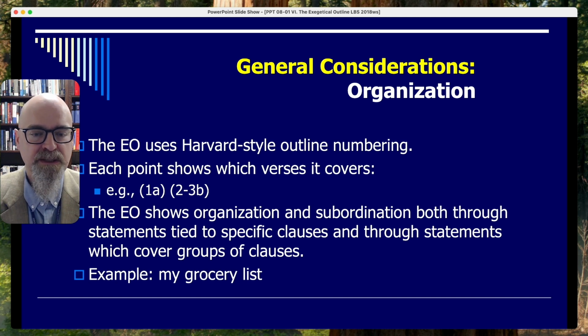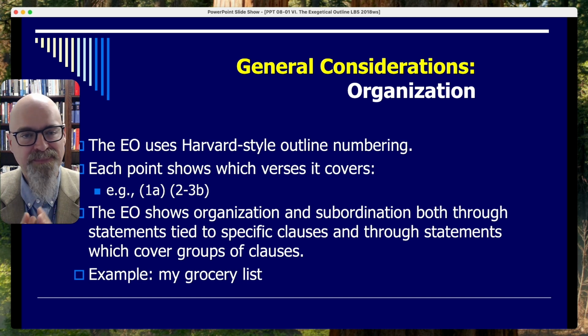The exegetical outline uses Harvard-style outline numbering. That is, Roman numerals, then the second point is uppercase letters, and then the next points are Arabic numerals, and then if you need it, lowercase letters. We are going to be very picky about that just because that's the way we've done it, and that's the way we want you to do it to make sure that it's organized. So use Harvard-style outline numbering.